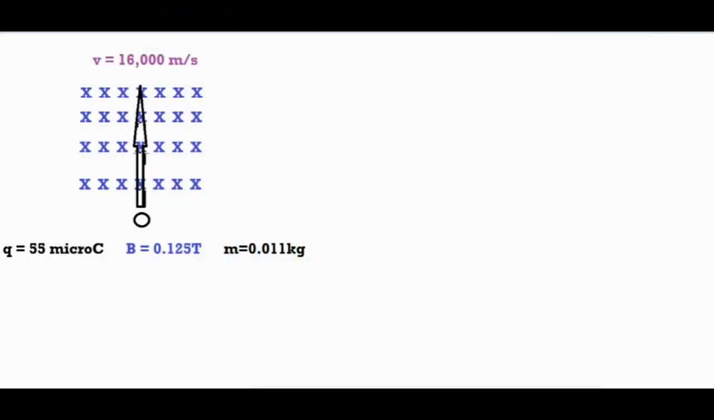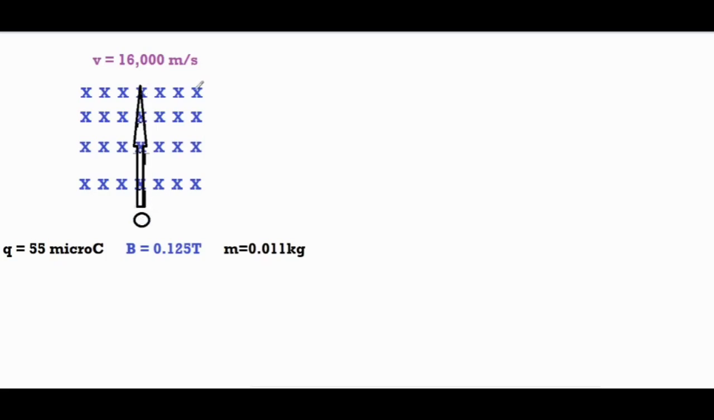In this video, we're going to be taking a look at a charged particle that's moving through a magnetic field, and we're going to solve for the magnetic force. And then in addition to that, we're going to also include the force of gravity to find a final net force. So we have a charged particle down here that's moving upwards through this magnetic field.